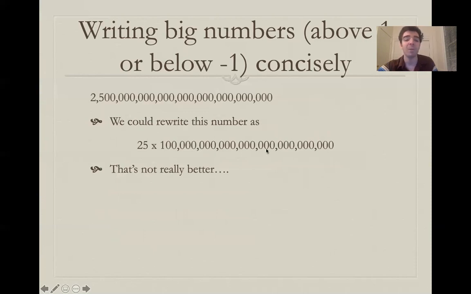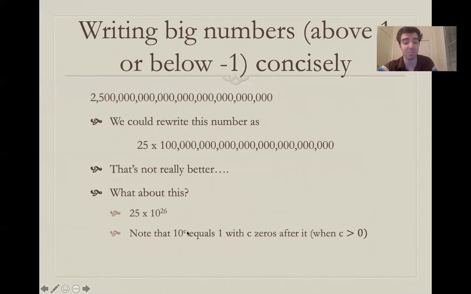But now we have a power of 10 on this right-hand side. So maybe I could write it as 25 times 10 to the 26. Remember that if I take 10 to the c, where c is some positive integer, that's the same as 1 followed by c zeros after it. So since there are 26 zeros here, this can be written as 10 to the 26. So this is already quite a bit better, right? This is not taking up nearly as much space.